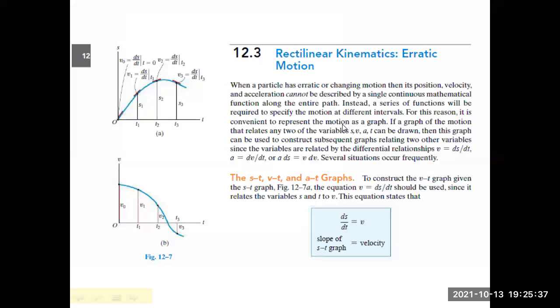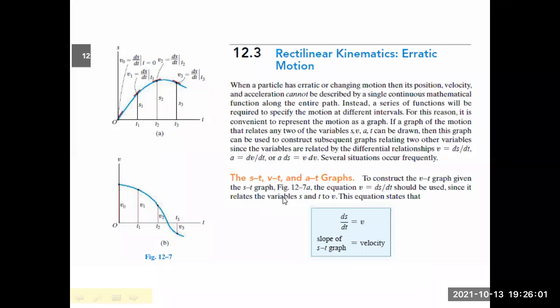Okay, so now we move into how we can develop those graphs. We come into now, we have S versus T, V versus T, which means position versus time, velocity versus time, acceleration versus time.